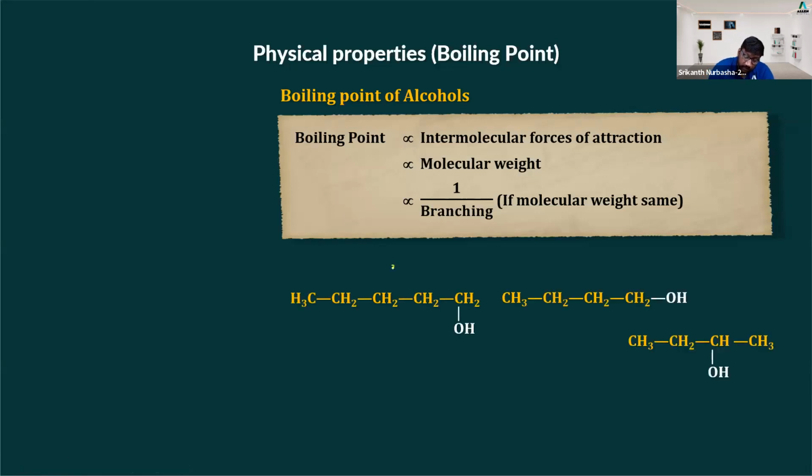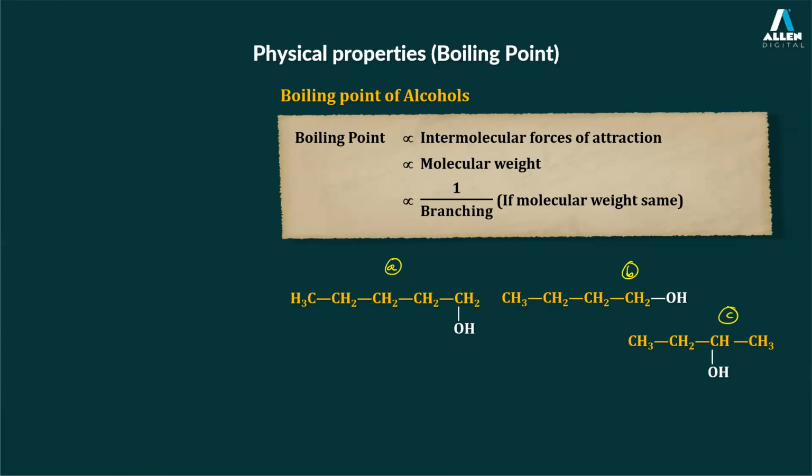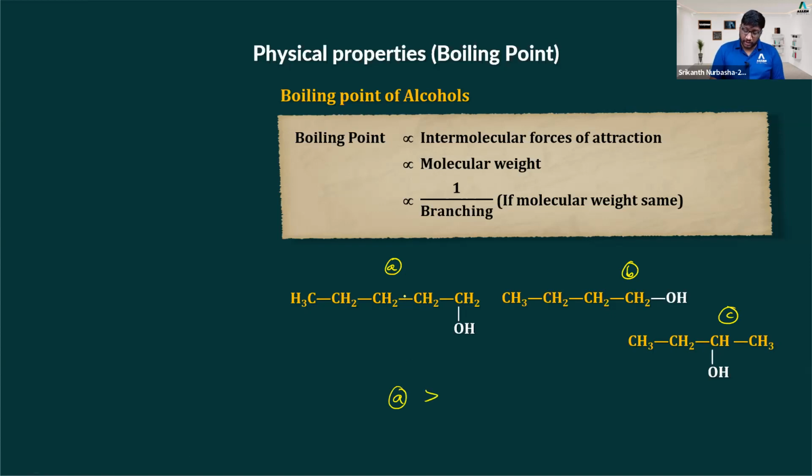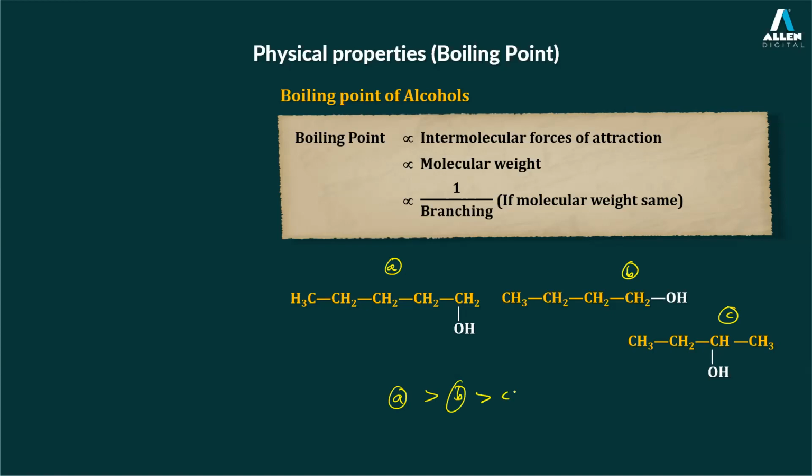Compare here, students, A, B, C. A greater than B, greater than C. A, C, B. Why? Branching is great in C. Sir, because A has the largest molecular mass, right? Yeah, A is five carbon, greatest because of molecular mass. 1, 2, 3, 4, 5. Five carbons are there. Compare among B and C. B then C. Yeah. A, B, C.